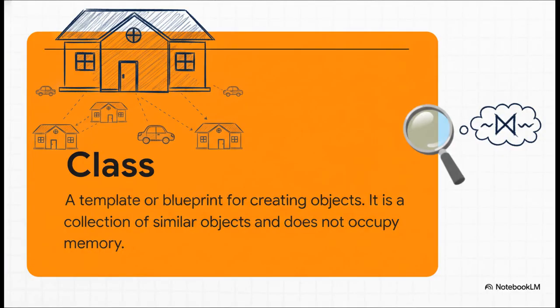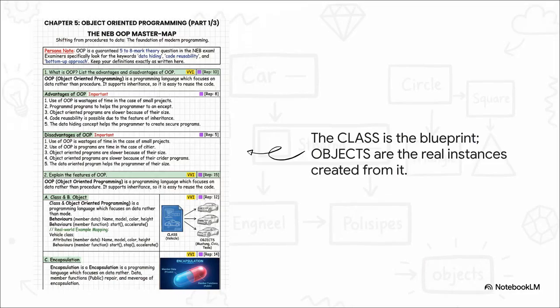First up, we have the class. The best way to think about a class is to imagine an architect's blueprint for a house. Now, the blueprint itself isn't a house, right? You can't live in the drawing. It's just the plan. That's exactly what a class is. It's a template for something, like a user on an app or a car in a game. And the most important thing to remember is this: the class itself is just the plan, so it doesn't take up any memory.